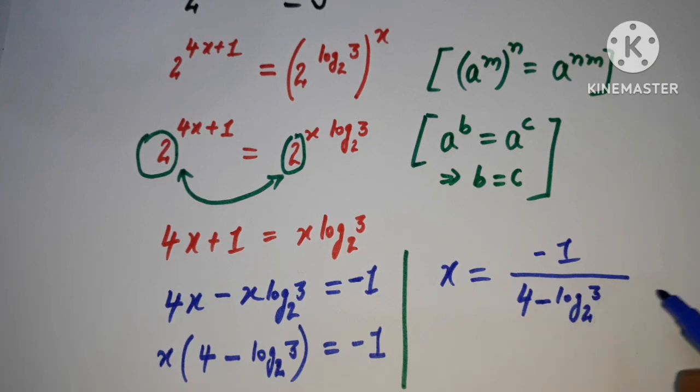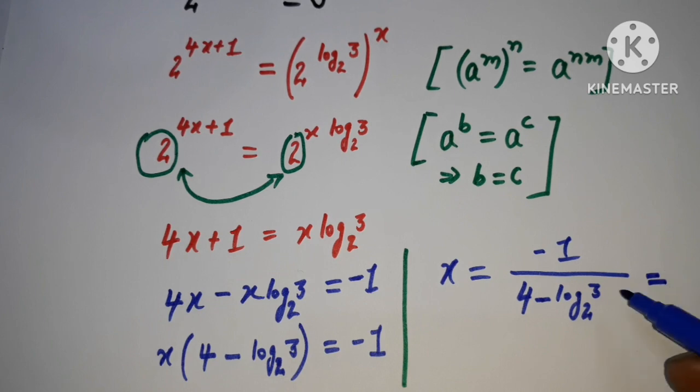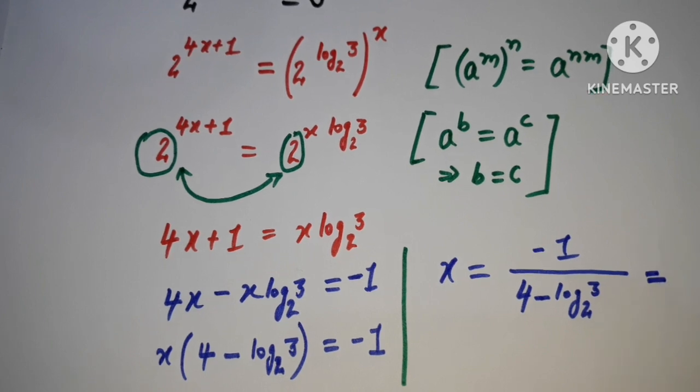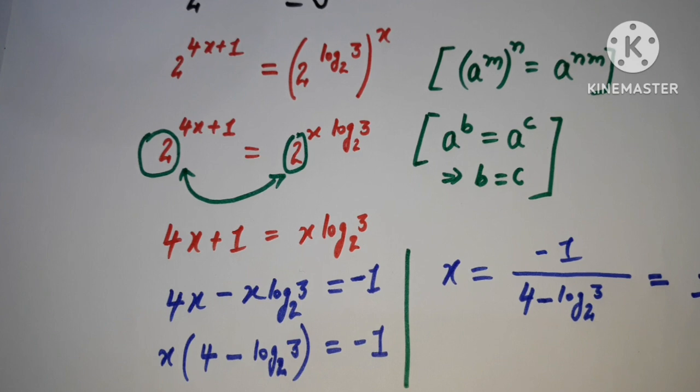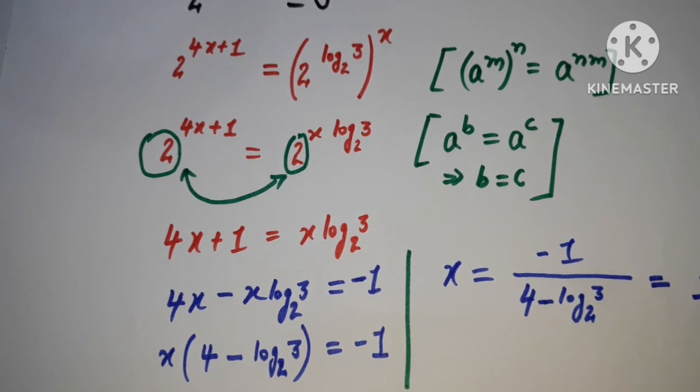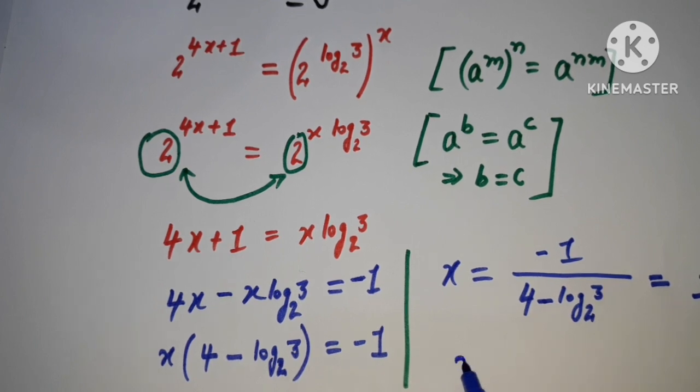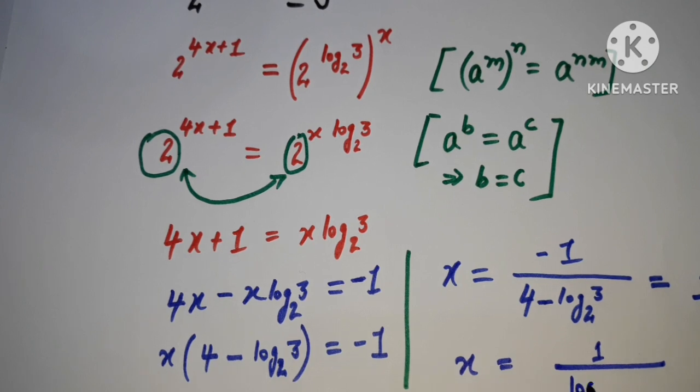And we can change our sign also. So I am taking -1 common, and here also I am taking negative common, so it is coming (log_2 3 - 4). So the negatives will cancel, and finally we have x equal to 1 divided by (log_2 3 - 4), and this is our solution.